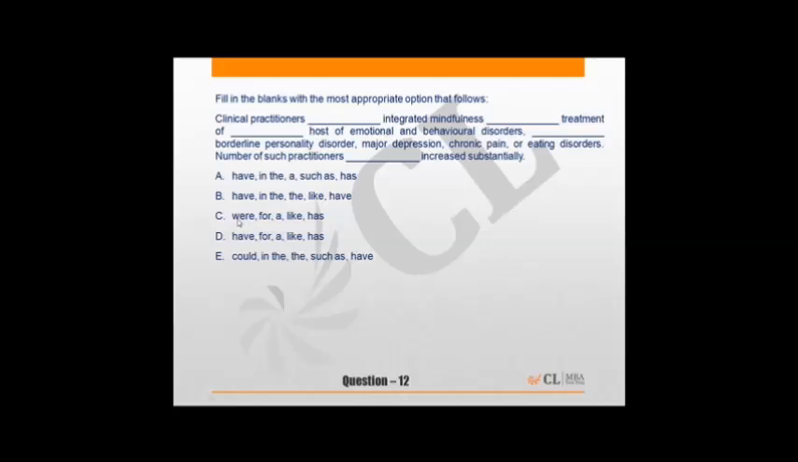Now for the first blank, the words were and could are inappropriate, which eliminates options C and E. It's because clinical practitioners, someone can have mindfulness, someone is not mindfulness. Someone cannot mindfulness. That's incorrect usage of the words. So here, clinical practitioners have integrated mindfulness for treatment of or in the treatment of. The correct preposition to be used is in: one can have mindfulness in the treatment of a host of emotional and behavioral disorders. This eliminates option D, because for here is incorrect. You cannot have mindfulness for something.